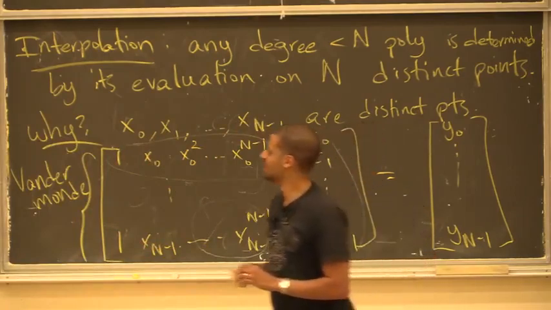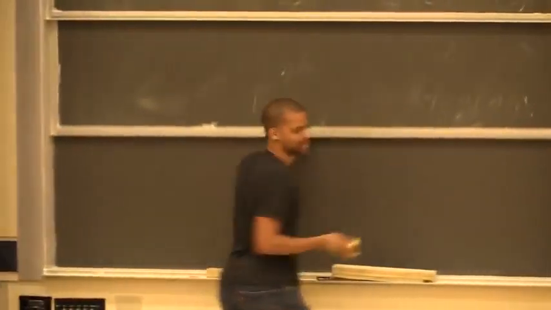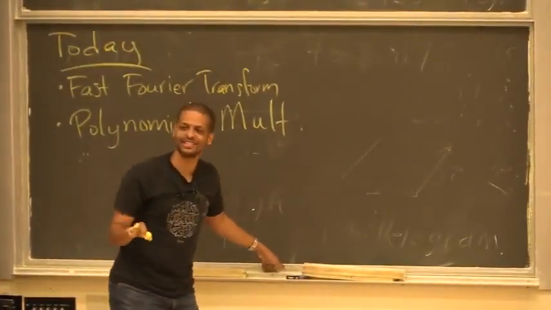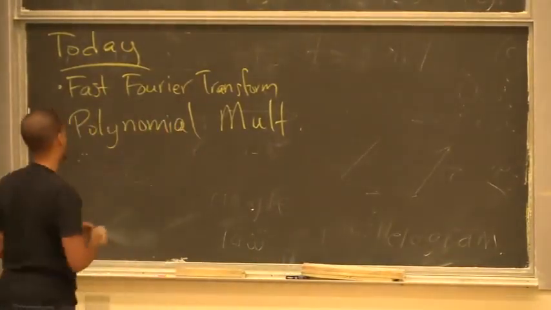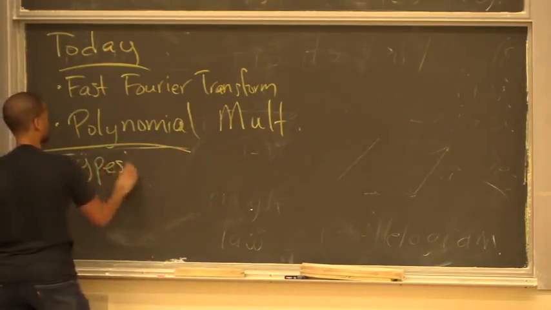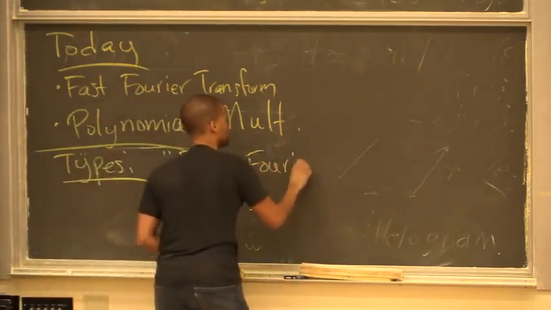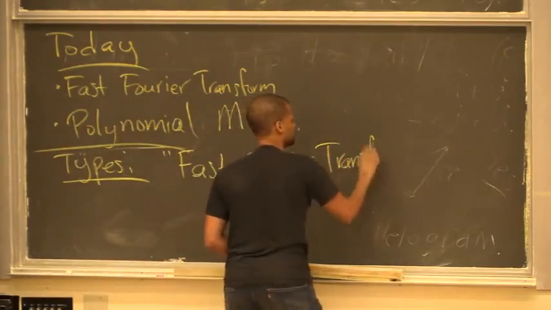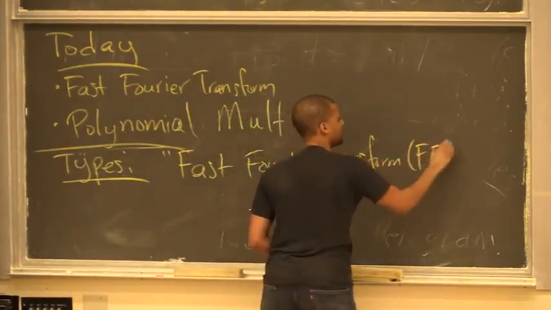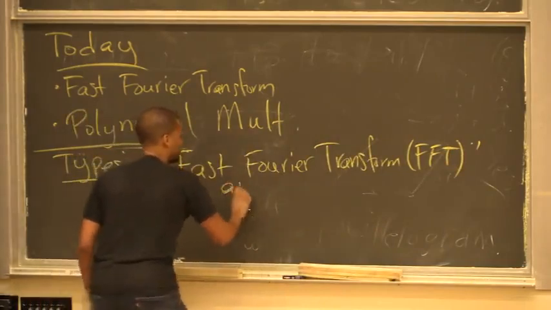So the fast Fourier transform, I just want to make sure we're all on the same page in terms of types. I hate type errors. If you choose to only remember some of this lecture, remember the following types. The fast Fourier transform, also known as the FFT, is an algorithm.